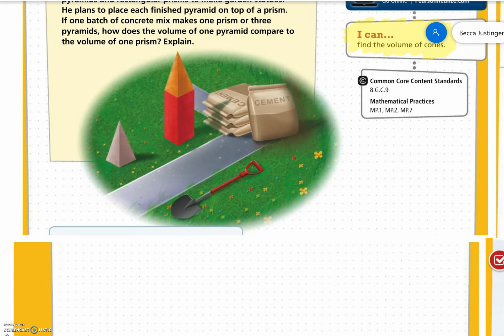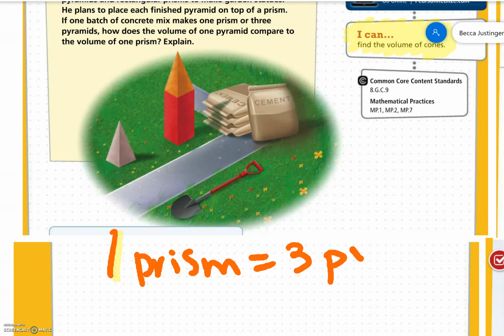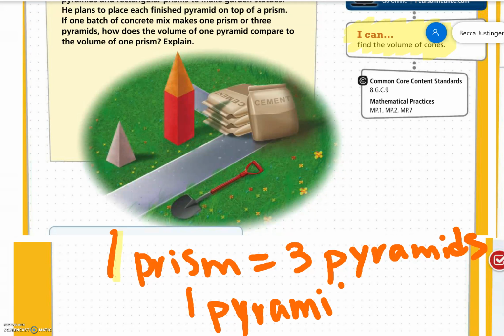So one batch makes one prism or 3 pyramids. That means that one pyramid is equal to 1/3 of the prism.